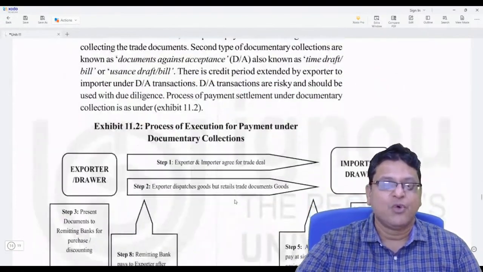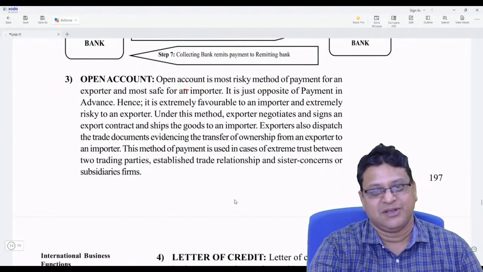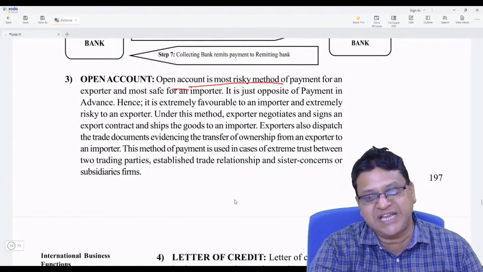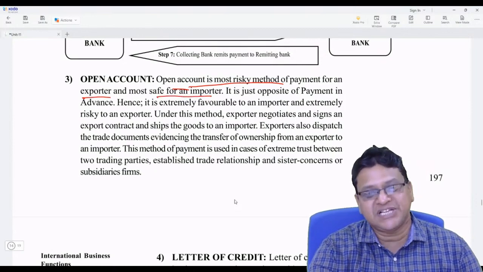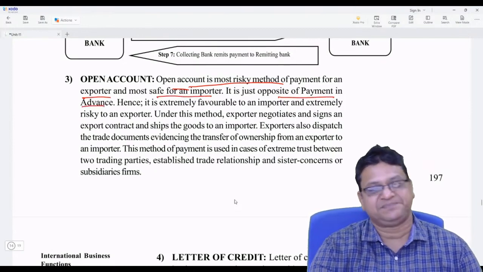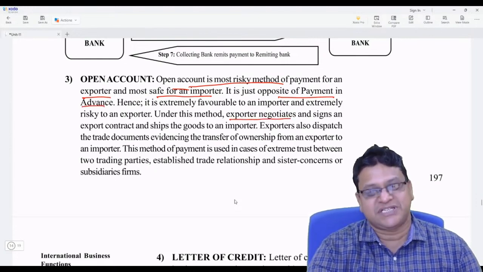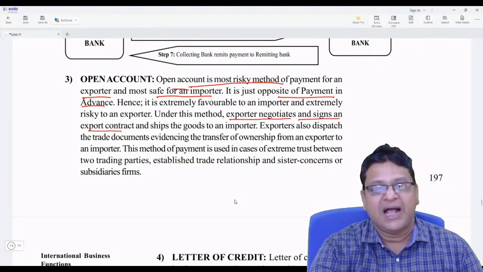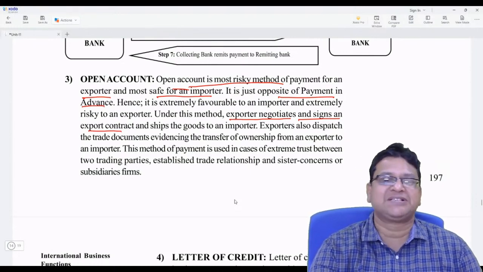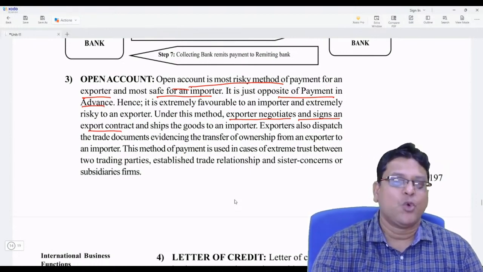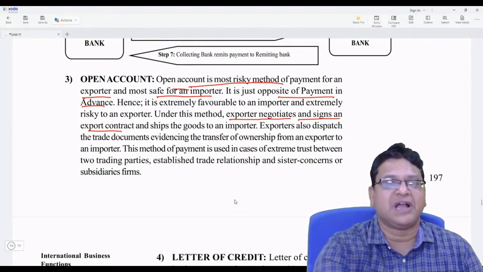The second method is the open account method. It is just the opposite of payment in advance. Open account is the most risky payment for the exporter and the safest for the importer. Under this method, the exporter sends the goods and the document of title to the goods, and once the goods and documents are received by the importer, he makes payment. So this is known as open account. There are two methods so far: payment in advance and open account.